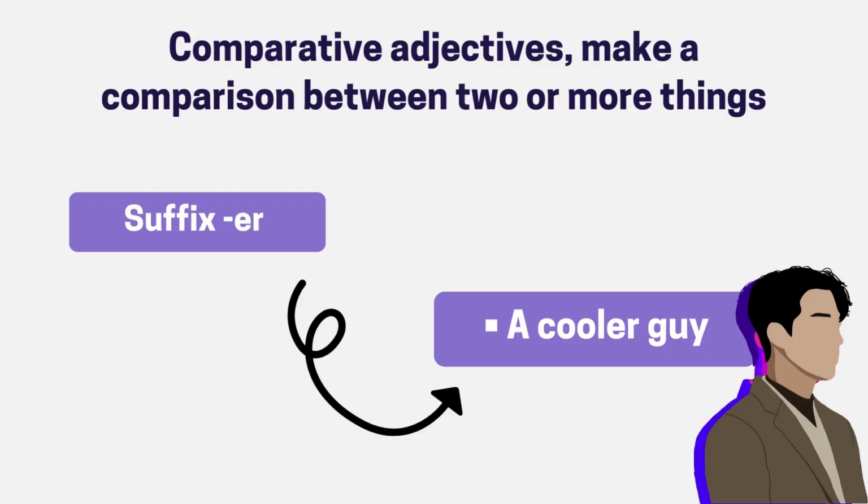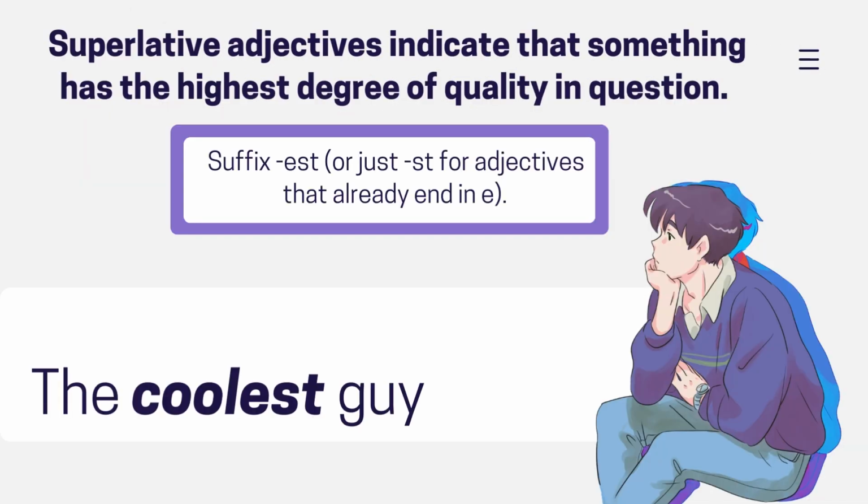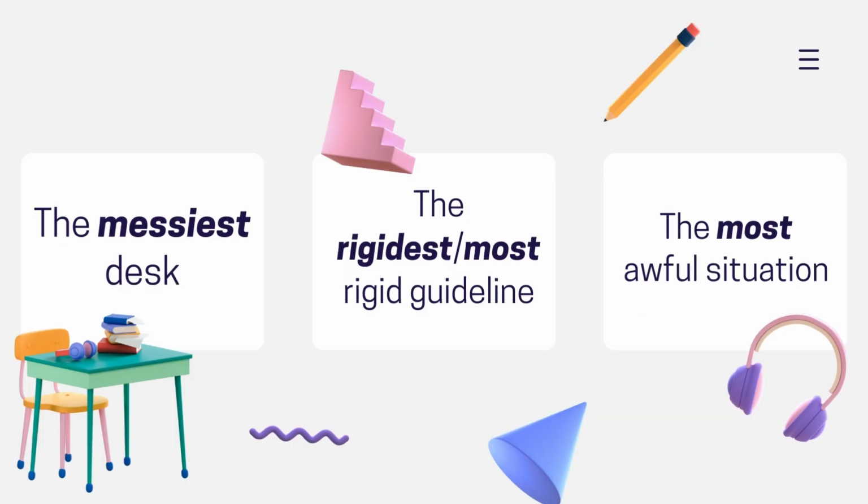Comparative adjectives make a comparison between two or more things. Suffix er: a cooler guy. For adjectives of three or more syllables, add the word more: a more mischievous cat. Superlative adjectives indicate that something has the highest degree of the quality in question. Suffix est, or use st for adjectives that already end in e: the coolest guy, the messiest desk, the rightest, most rigid guideline, the most awful situation.